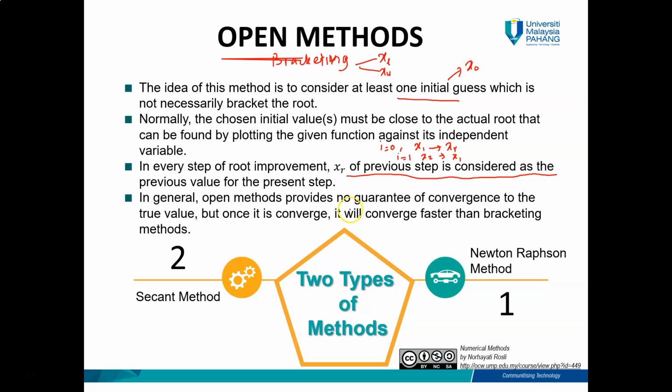In general, the open method provides no guarantee. This is the disadvantage of the open method, that it is not guaranteed to converge, but in bracketing it is guaranteed to converge. But class, once it has converged, it will converge faster than bracketing methods. Here we have two types of method. The first one is Newton-Raphson and the second one is the Secant method. We'll go first to the Newton-Raphson method.